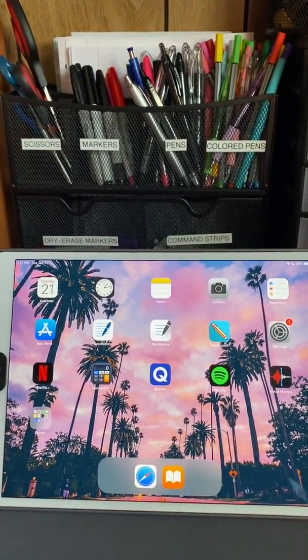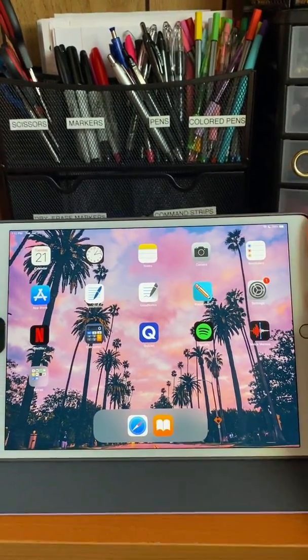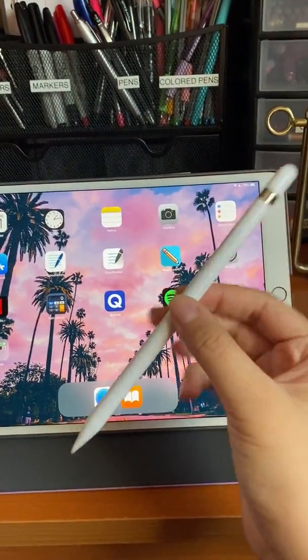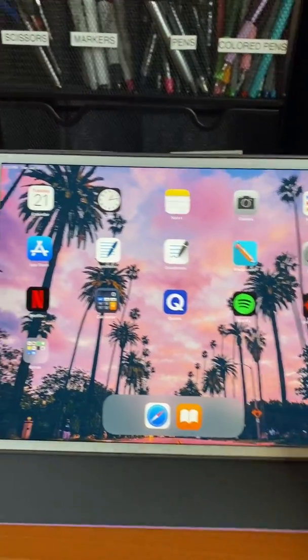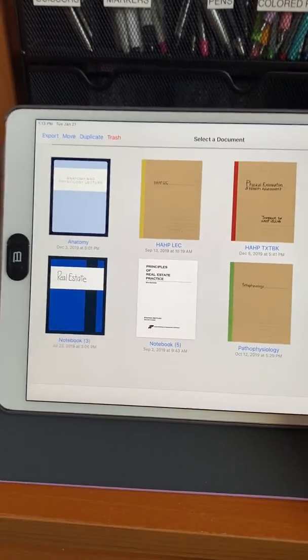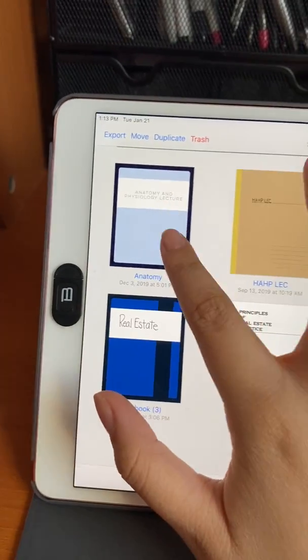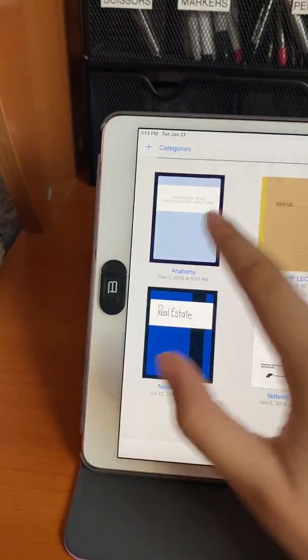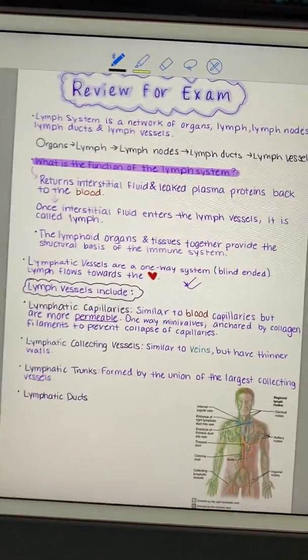Showing you guys how I use my iPad Pro to take my notes with my Apple Pencil. I use the app GoodNotes, and here are my books that I created for notes. So let's just go to the anatomy one. And this is how I would do my notes.